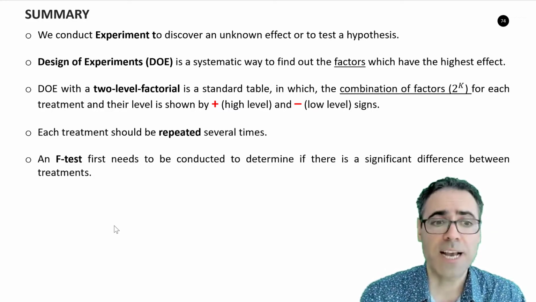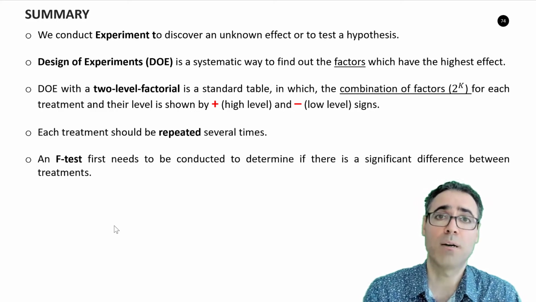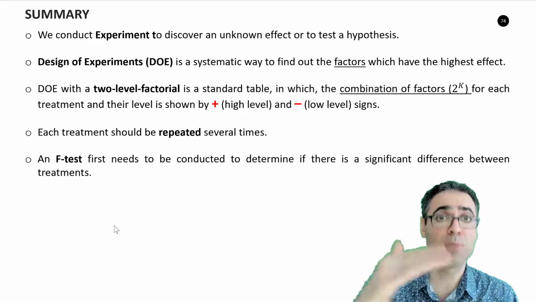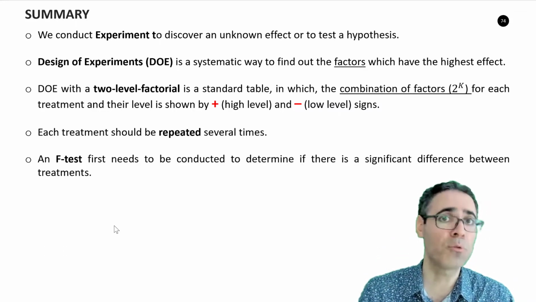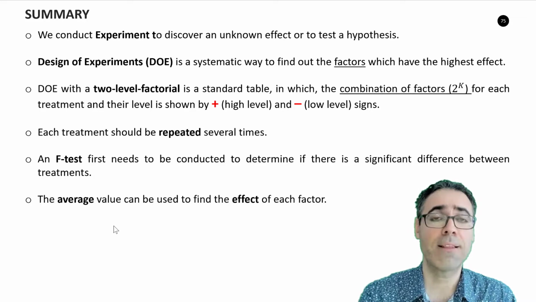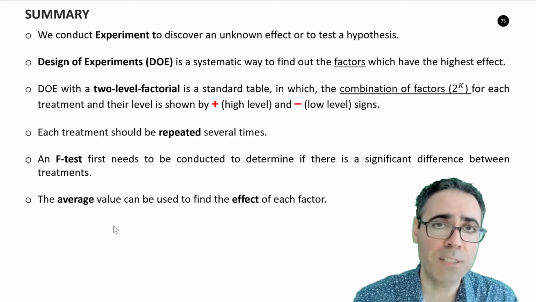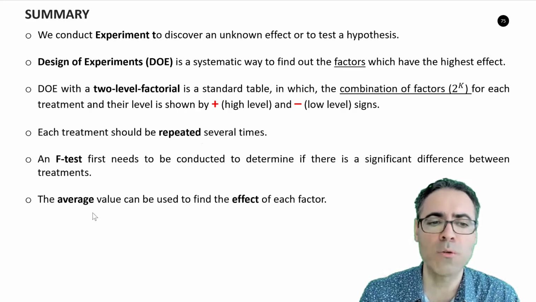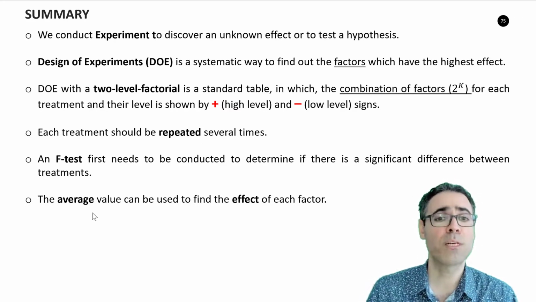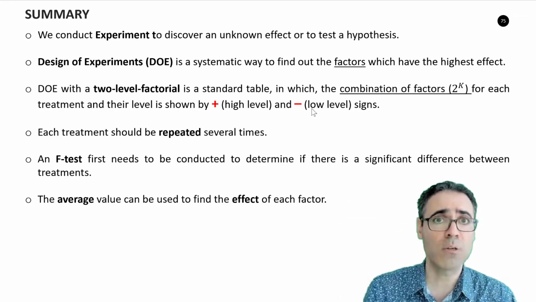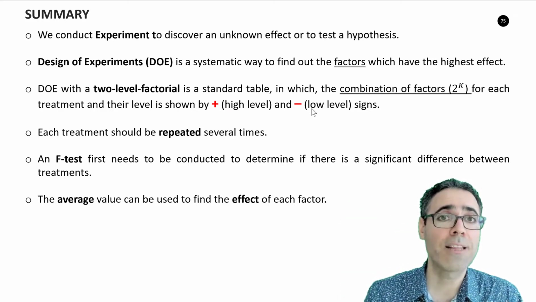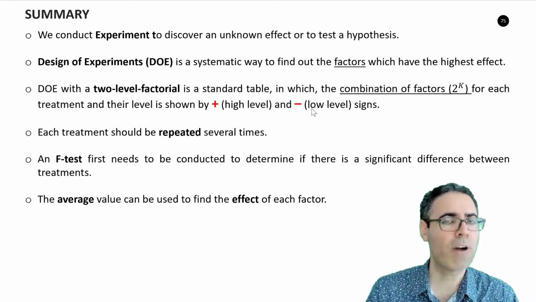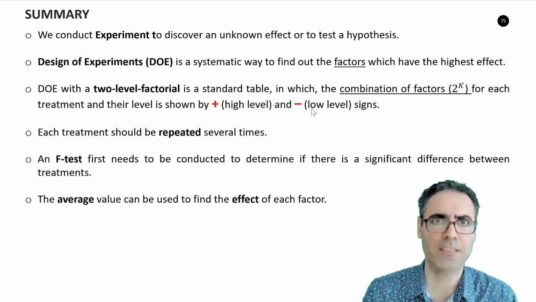So we do an F test first of all, to check if there is any significant difference between each treatment. That's before doing anything. And then we will use the mean value or the average value of the test for each treatment. Remember, we repeat the test several times. We will use the average, and then we will use the plus and minus signs from the DOE table to calculate the degree of the effect on the result, and find out which parameter has the highest effect.